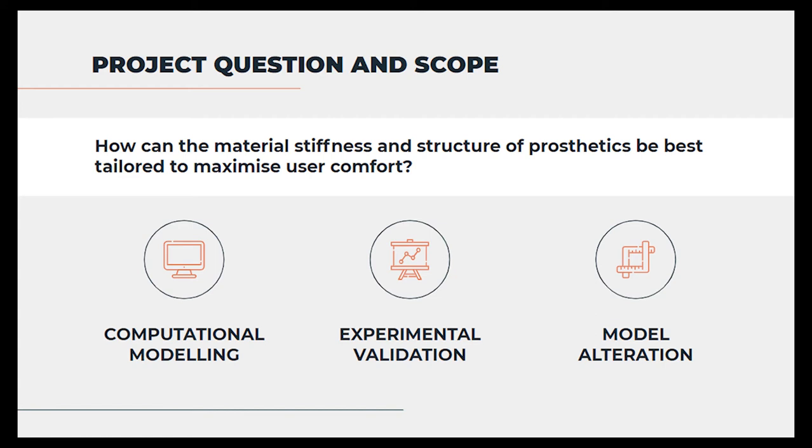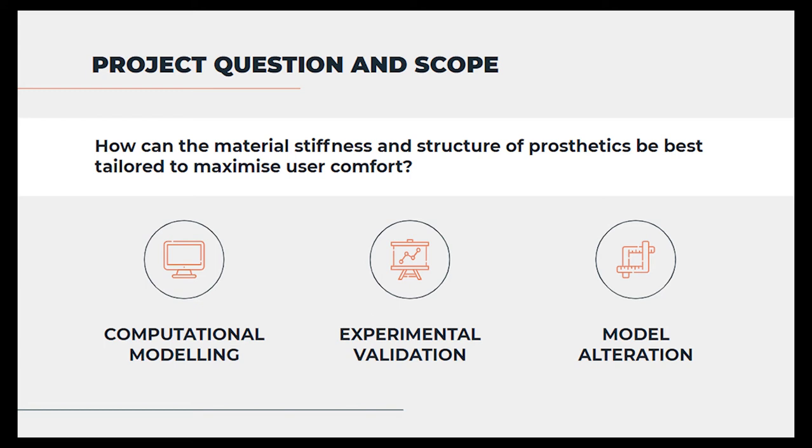With this, we concluded that in order to understand the level of comfort, we must investigate exactly how the relevant pressure and stress distributions can be altered by changing the material properties and structure of the prosthetic. Once we had developed an understanding of what the problem was and what had previously been looked into, we were able to define our project question and our scope.